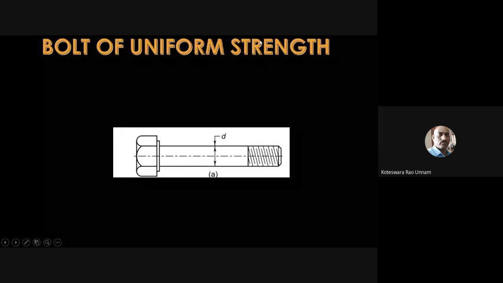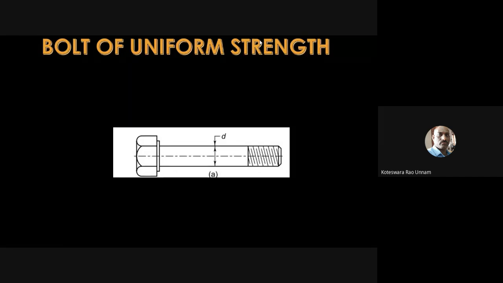Okay, so we'll start the class. So far we discussed some introduction about bolted joints. In the previous class, we have seen the advantages and disadvantages of these bolted joints. After that, we discussed the different types of bolted joints: through bolt, cap screws, and then studded connections.